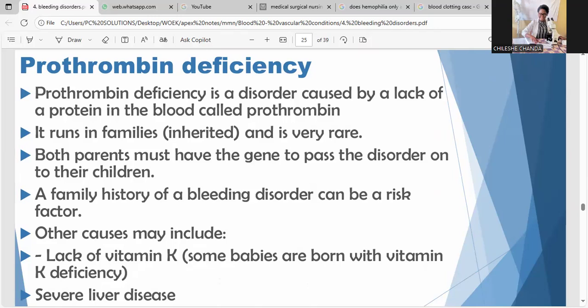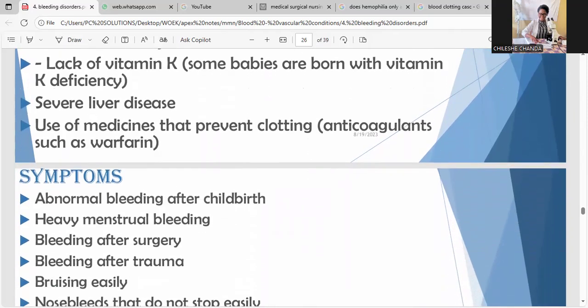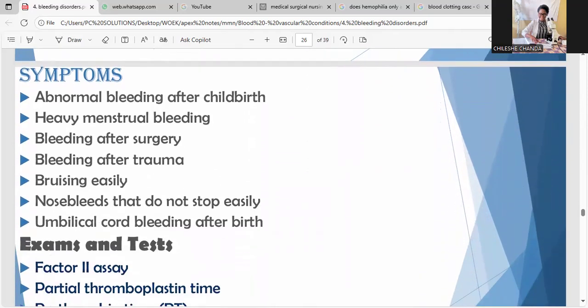Now, other causes include lack of vitamin K. Some babies are born with a deficiency of vitamin K. Severe liver disease, because the liver produces some of these clotting factors, and use of medicines that prevent clotting. Okay, symptoms include abnormal bleeding after childbirth, heavy menstrual bleeding, bleeding after surgery, bleeding after trauma, bruising easily, nosebleeds that do not stop easily.